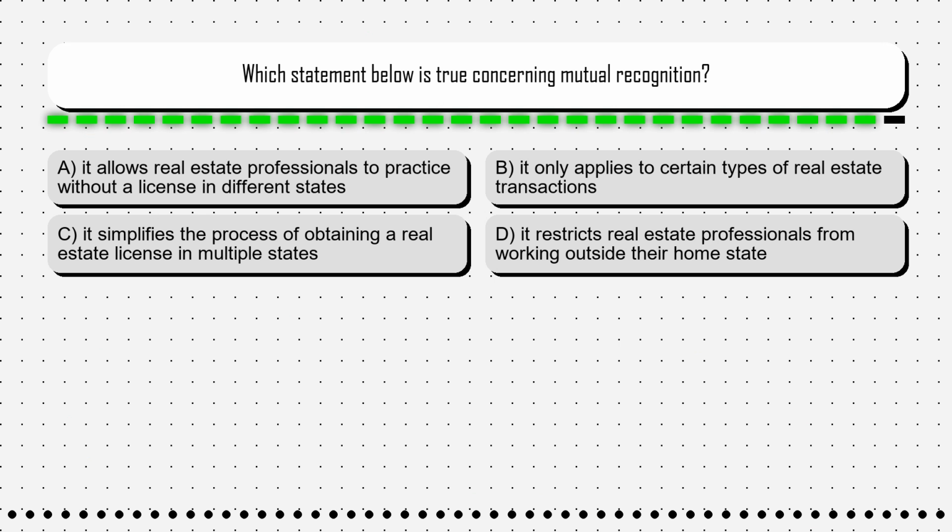Question 71. Which statement below is true concerning mutual recognition? Option A, it allows real estate professionals to practice without a license in different states. Option B, it only applies to certain types of real estate transactions. Option C, it simplifies the process of obtaining a real estate license in multiple states. Option D, it restricts real estate professionals from working outside their home state.